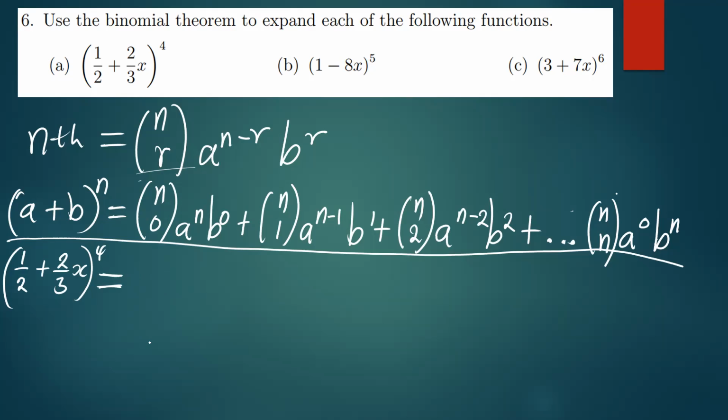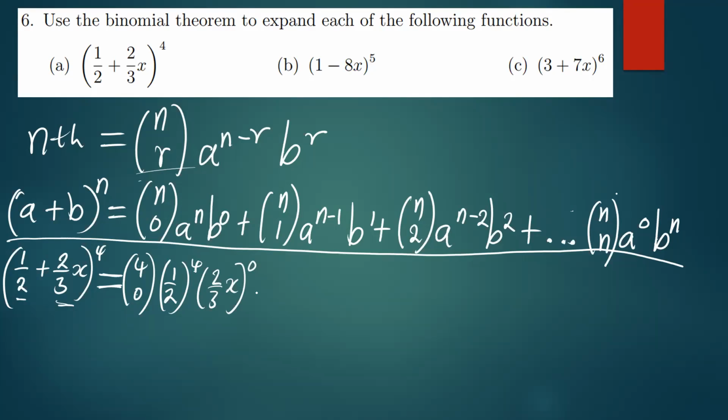Yeah, so let's quickly continue. So the first combination that we have there is n, which is 4, choose 0. And then the value of a is half there. So we put our half to the power n, which is 4 minus 0. Okay, sorry, the first one should just have 4. Yeah, 4 minus 0 is actually 4. And then the b that we have there is 2 over 3x. So we put 2 over 3x, and then this is to the power 0.